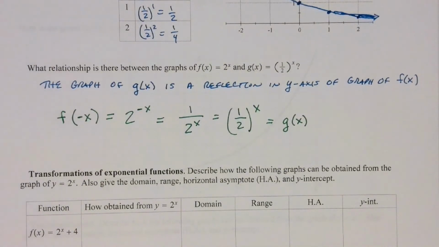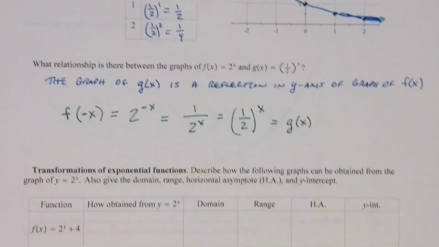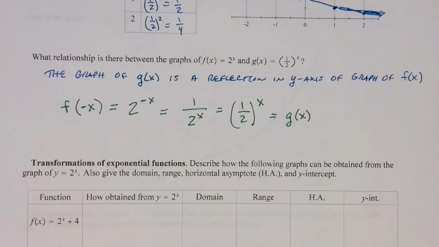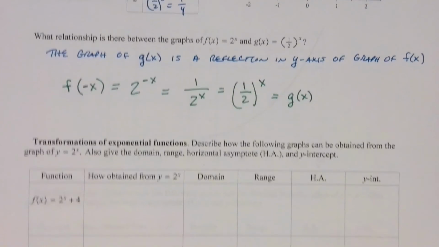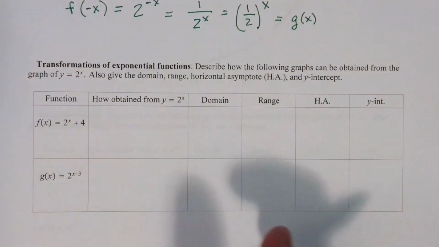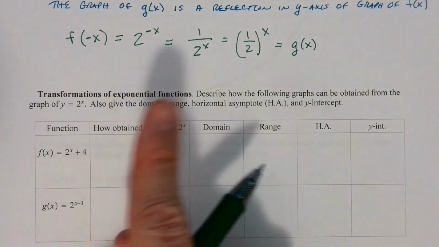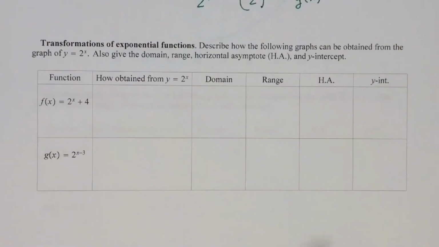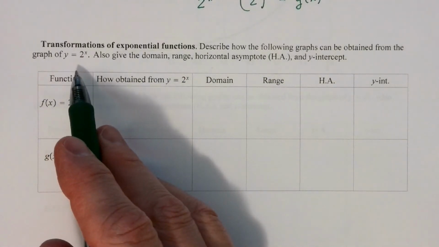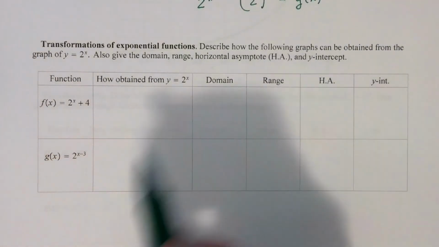So they're related. Okay. So now that we know exponential functions, and we can look at other bases here, let's look at moving these around. What do we do with them? We can shift them left, right, up, down. We can do reflections like we did here in the y-axis and the x-axis, or about the origin. We can also do vertical stretches and so on. Okay. So in this case, we're going to describe how the following graphs can be obtained from the graph of y equals 2 to the x. And then we're going to give the domain, range, horizontal asymptote, and y-intercept.